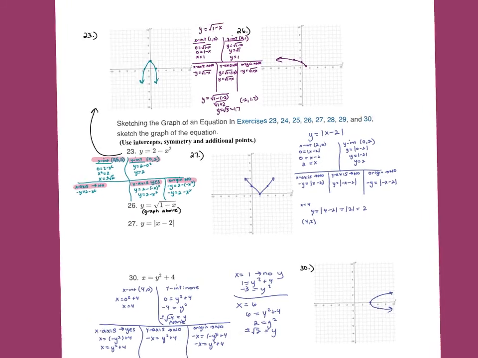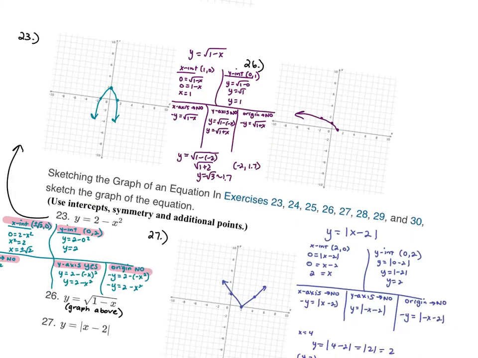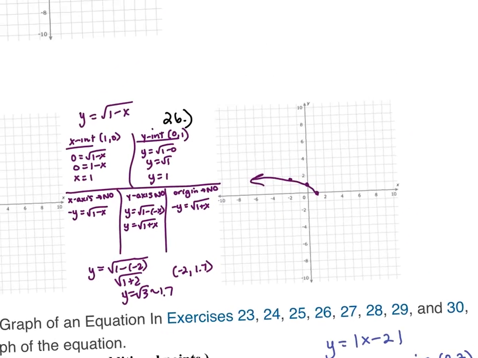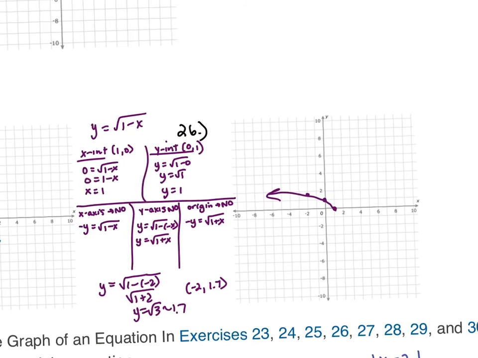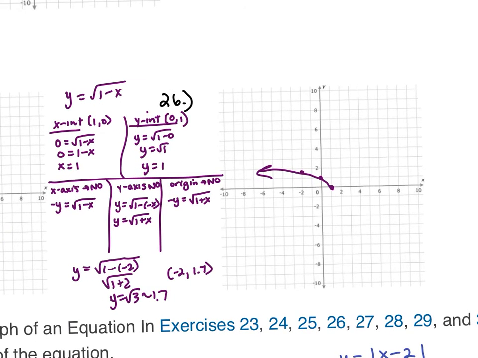Okay. 26 is up here. Yeah, it's the square root. Again, I know it's super grainy on the Zoom video, but it's on the YouTube video, and I will post these. The x-intercept is just one of them, 1, 0. The y-intercept, 0, 1. And there's no symmetry for the x, the y, or the origin.